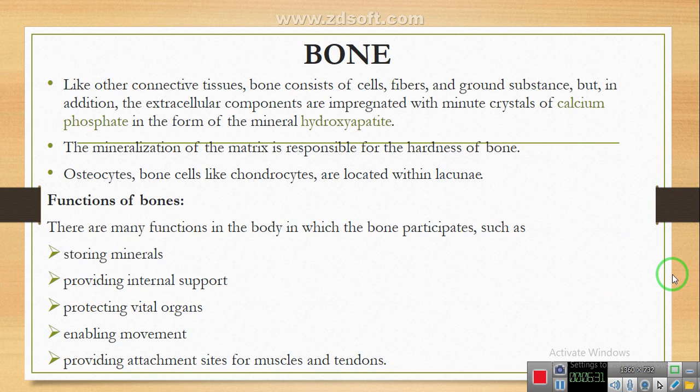The function of the bone in the body is to provide support to the internal organs, to protect the vital organs, to store minerals, or to store calcium, and it enables the movement of the joints or the skeleton, and it provides attachment sites for the muscles and the tendons.